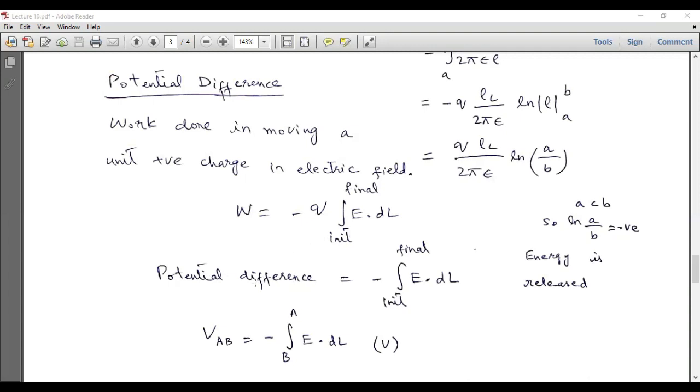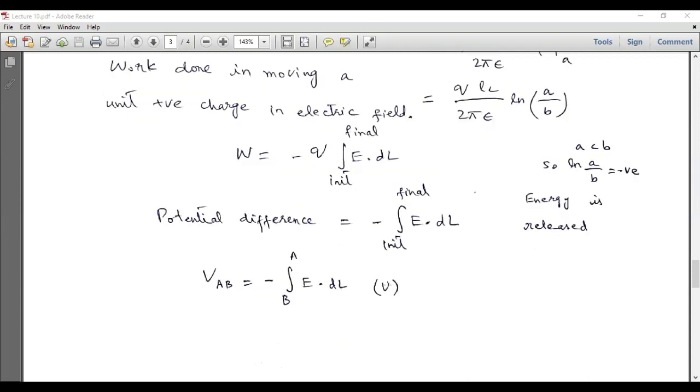And potential difference is the same expression as that of work, but in case of potential difference, the charge considered to be moved in the electrostatic field is a unit charge. So potential difference is basically defined as the work done per unit charge, right? So work done per unit charge is called potential difference. So mathematically, potential difference is equal to minus integral from initial to the final position E dot dl, and VAB is equal to minus integral from B to A E dot dl.